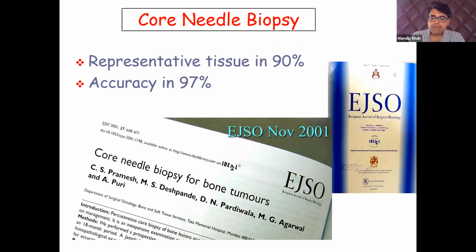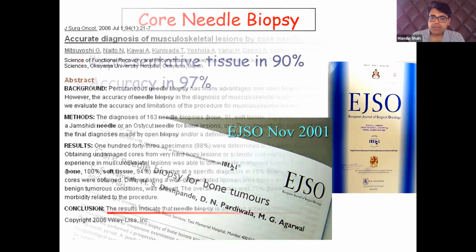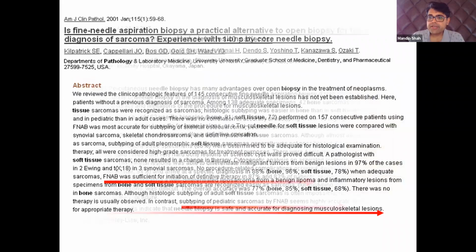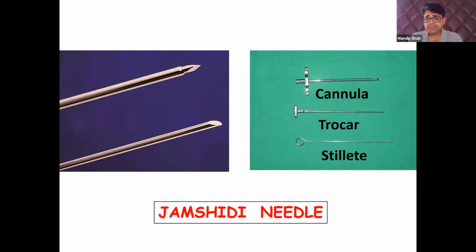And there is enough evidence in the literature which has validated the yield, accuracy rates and effectiveness of needle biopsies. Multiple papers talk about more than 95% yield, adequacy and accuracy rate of needle biopsies. Okay. And this is the needle that we use. It is known as Jamshidi needle. Now the needle has 3 components. There is an outer cannula, there is an inner trocar, and there is a stylet. Okay. So I'll show you.